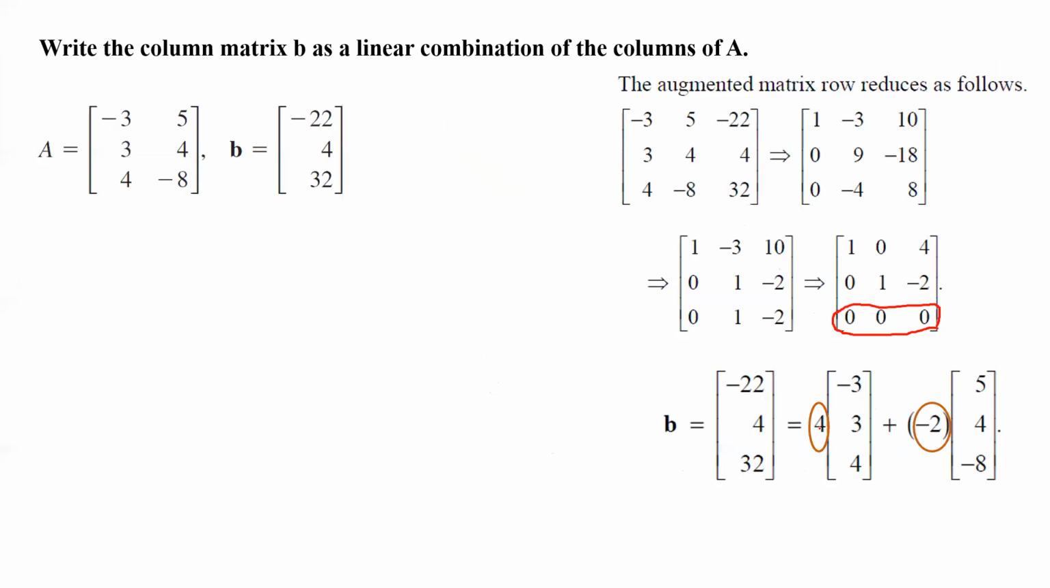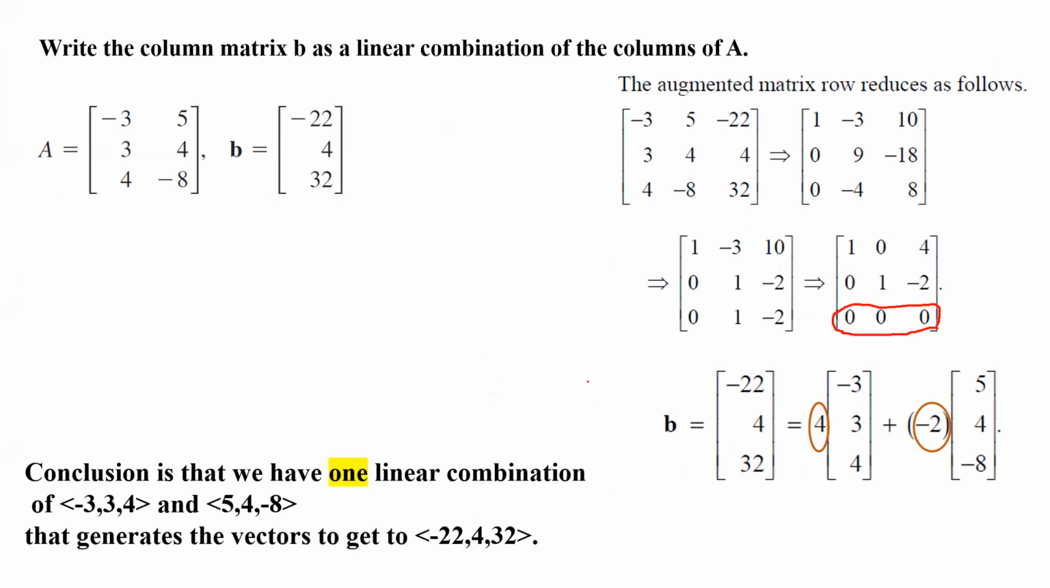We found 2 unique values, 4 and negative 2, that help us to write this matrix negative 22, 4, 32, which is basically a vector, as a linear combination of negative 3, 3, 4, which is this column here, and the second column, which is basically another vector, 5, 4, negative 8. So the linear combination of these two is equal to negative 22, 4, and 32. So we only have one linear combination.